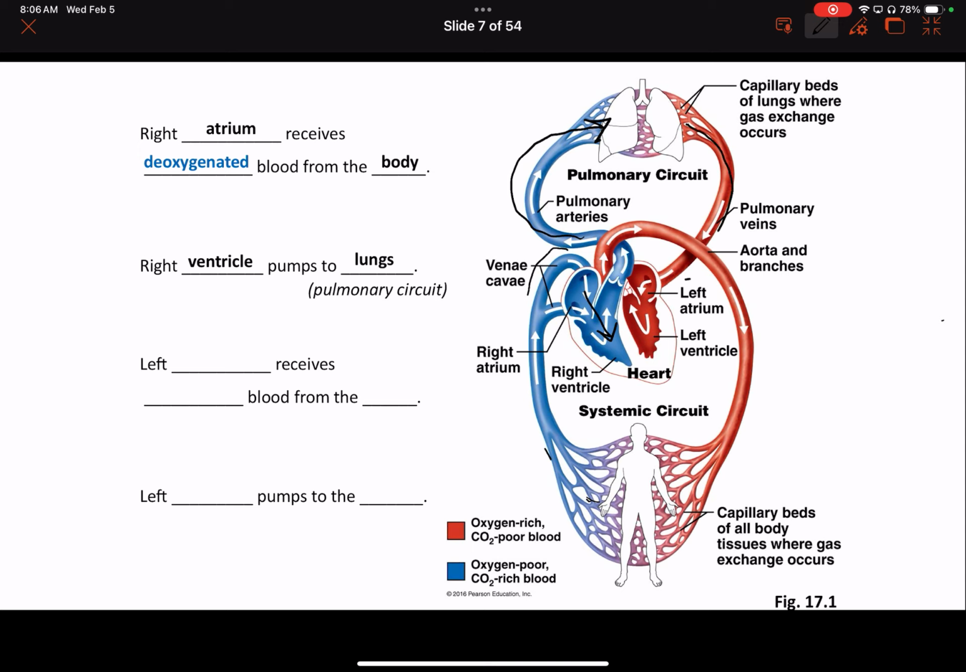And then now the newly oxygenated blood is going to go to the left atrium. So the left atrium receives oxygenated blood from the lungs. And then once the left atrium has that blood, it's going to push that blood down into the left ventricle, and then the left ventricle is going to pump that blood out to the body. And that will be our systemic circuit.